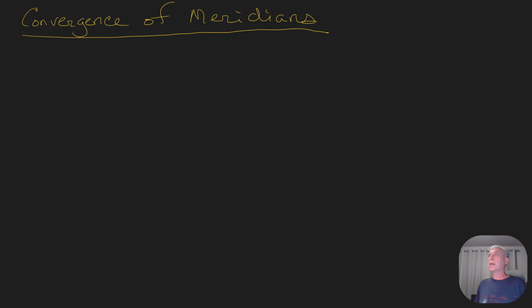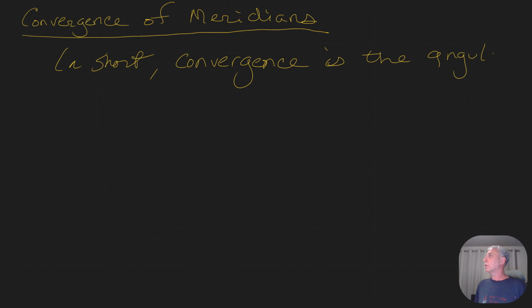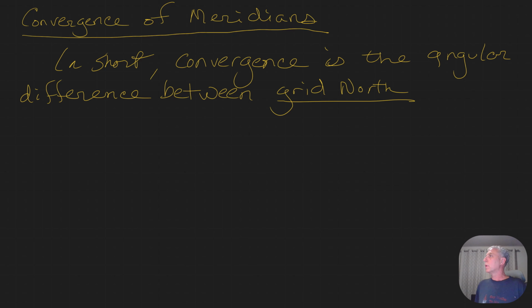So in short, I'll define convergence. This isn't an official definition, but in short, convergence of meridians is the difference, or they'll say the angular difference, that's an A, angular difference between grid north, or north on a plane, and geodetic north, or north on a sphere, along a line of longitude, a meridian of longitude.